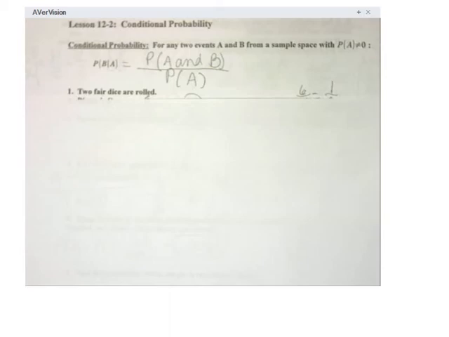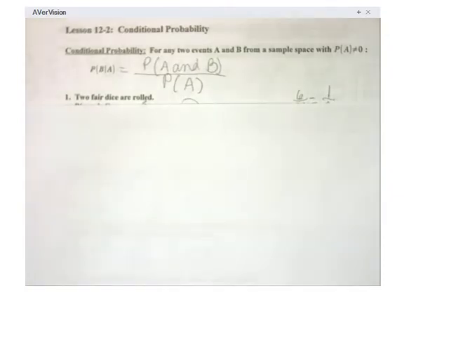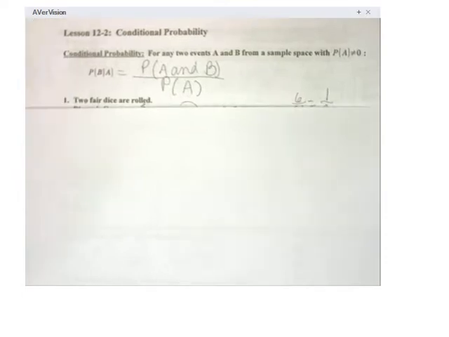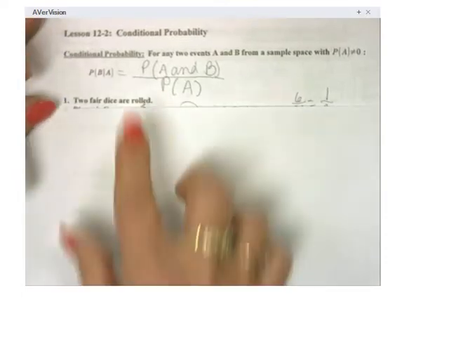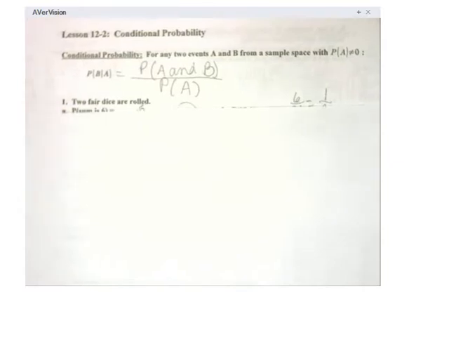Now we're ready to continue with section 12.2. So we went back to chapter 9 and finished a section, and now we'll go back to chapter 12. And we're going to be looking at some conditional probability. And here's a basic formula for conditional probability.